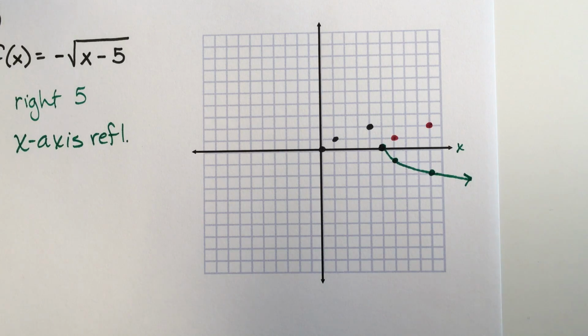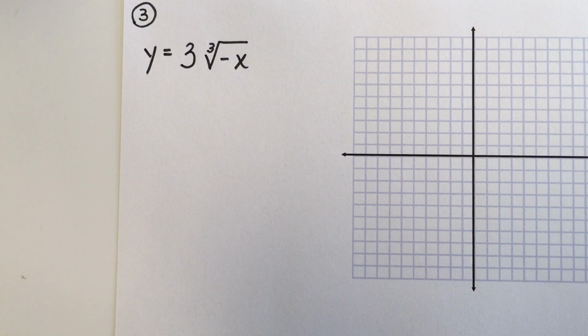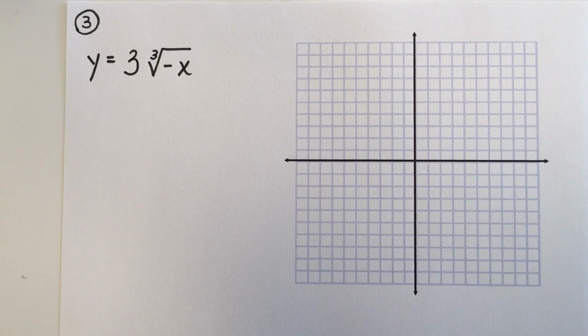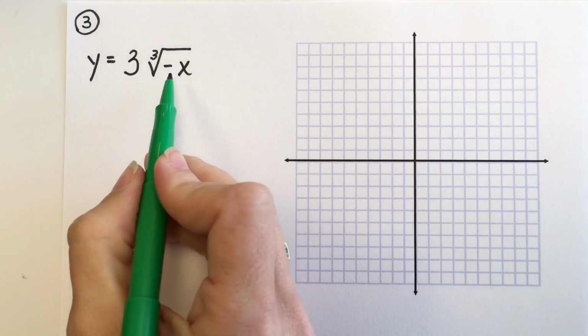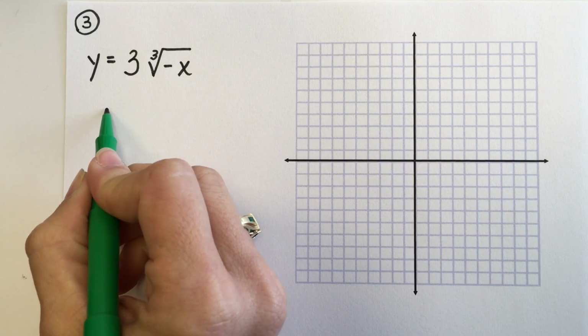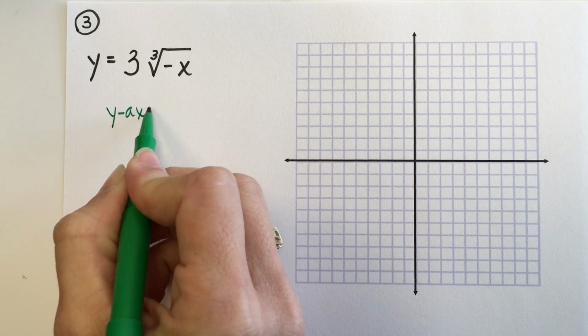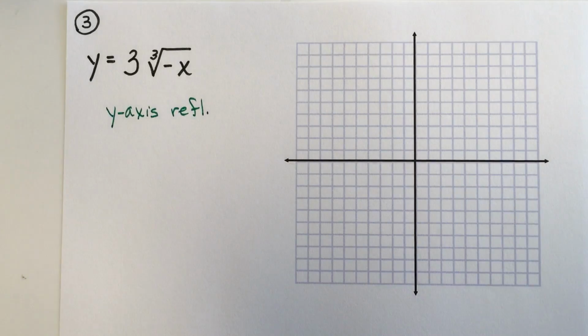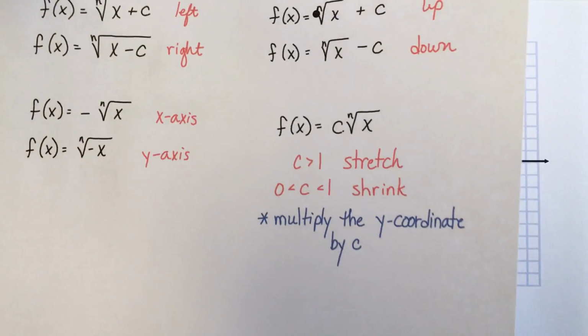All right, now let's look at a cube root. You're going to do the steps exactly the same way. We're just going to have different points to use. Okay, first of all, I've got the negative underneath, and actually having the negative underneath is going to be a y-axis reflection. Now, having the 3 multiplied in front, that's going to be the stretch.